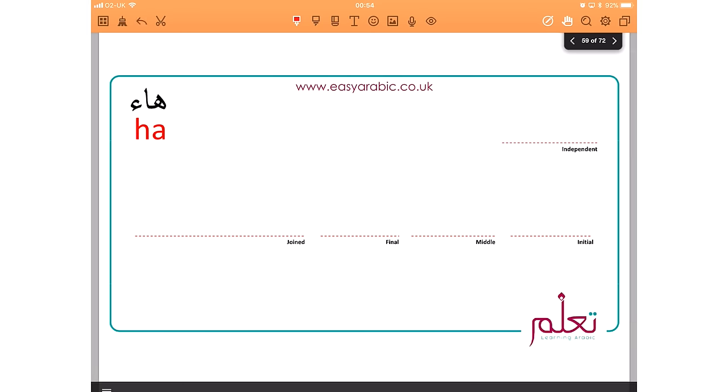Next one we have the letter ha. So you'll see the letter ha written like this on its own. At the beginning it's like this, so one and comes through. In the middle it's like this, like a flower, and at the end it goes like this. And then write the ta marbuta but without the dots. Yeah? Ha.